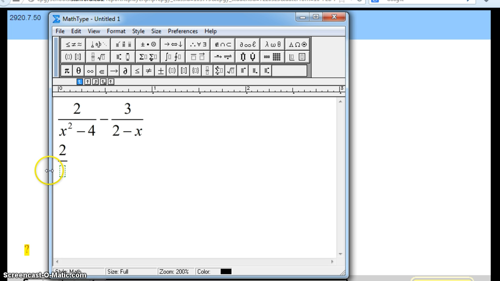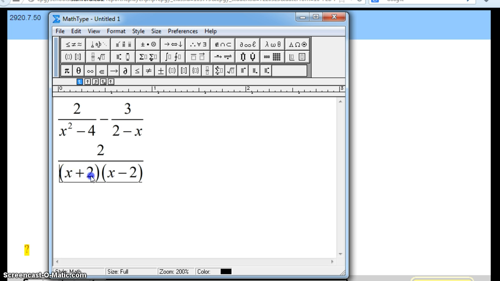So we'll have 2 over, well, what does x squared minus 4 factor into? You should know from the special factorization, right? This is a special factorization. It's the difference of squares, so it's x plus 2 times x minus 2. If you didn't recognize that, that's something you should practice and figure out. Please email me if you have any questions on how I did that. I'd be happy to explain that to you more.